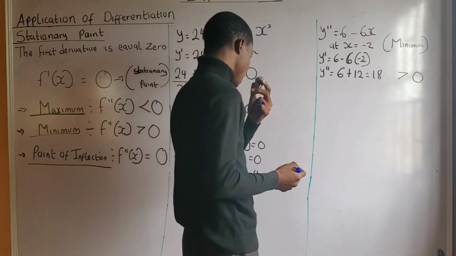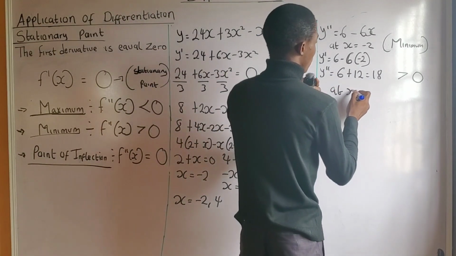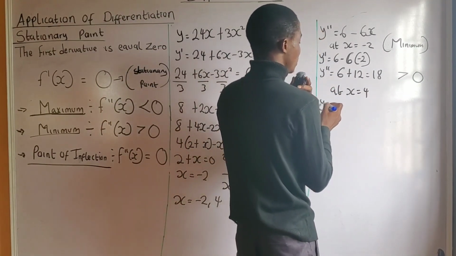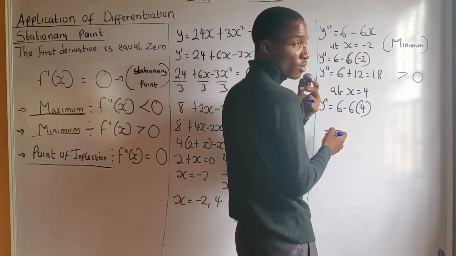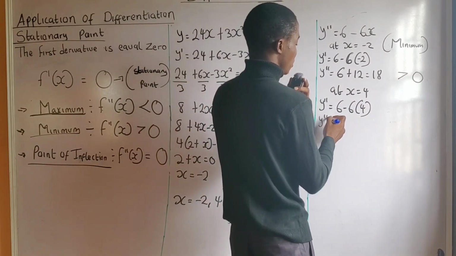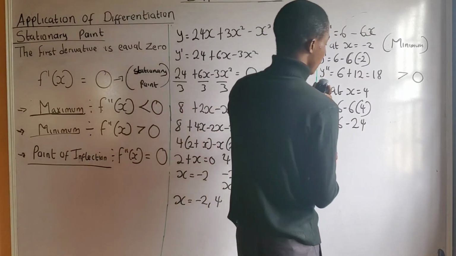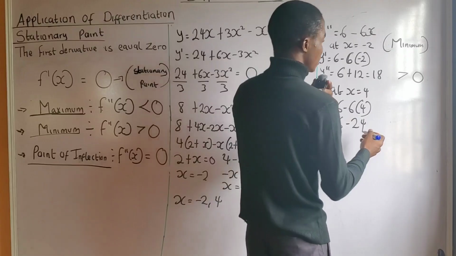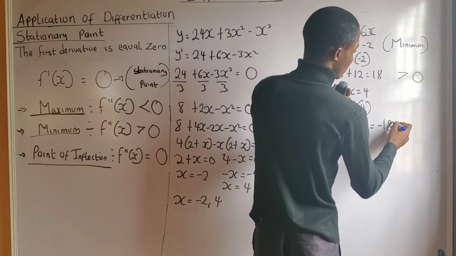Now, let us test for x equals 4. At x equals 4, I'm going to have the second derivative as 6 minus 6 multiplied by 4. So I'm going to have 6 minus 24. 6 minus 24 is negative 18, sorry. And negative 18, that is what?